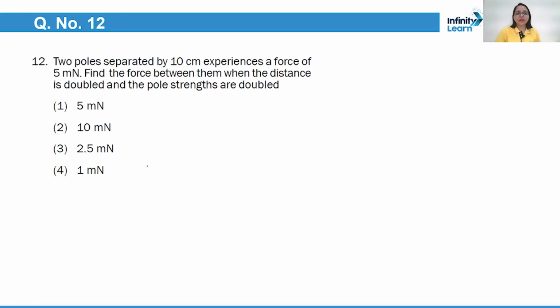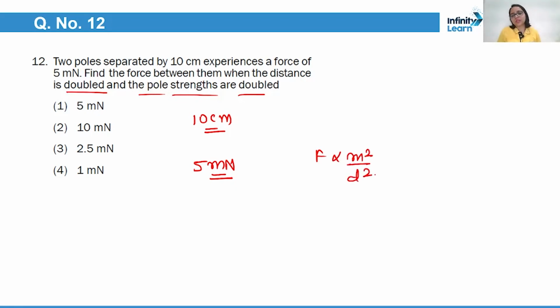Question number 12. Two poles separated by 10 centimeter experience a force of phi Mn. Find the force between them when the distance is doubled and the pole strengths are doubled, right? So force over here is directly proportional to m square upon d square. So if you are increasing the pole strength by 2 and the distance by 2, the m square upon d square ratio will be unchanged, right?